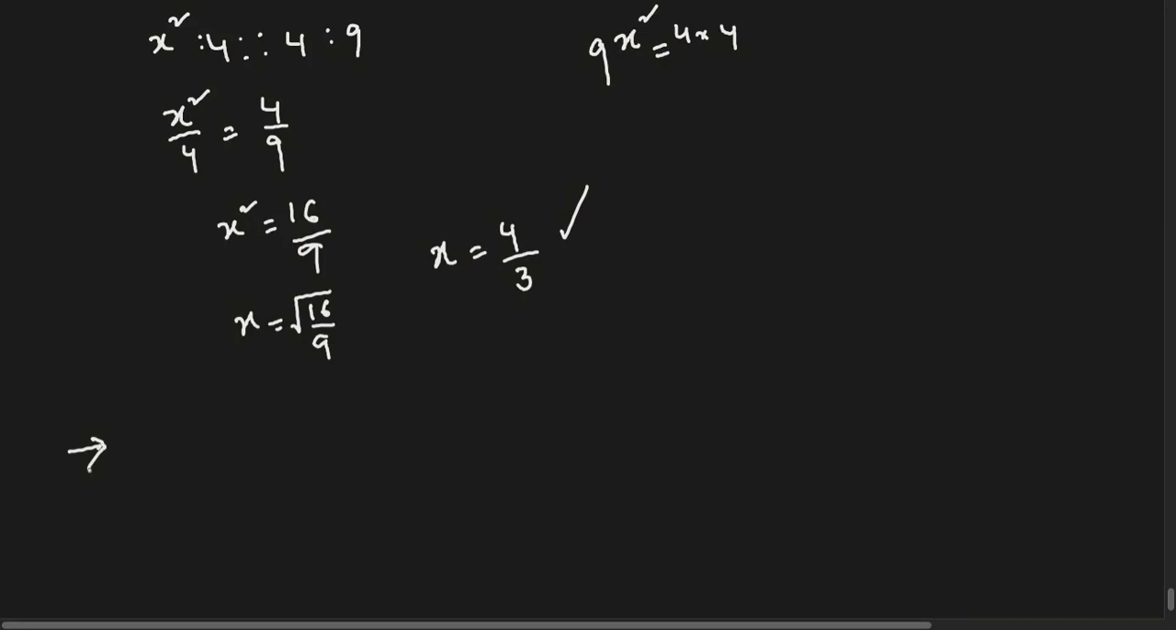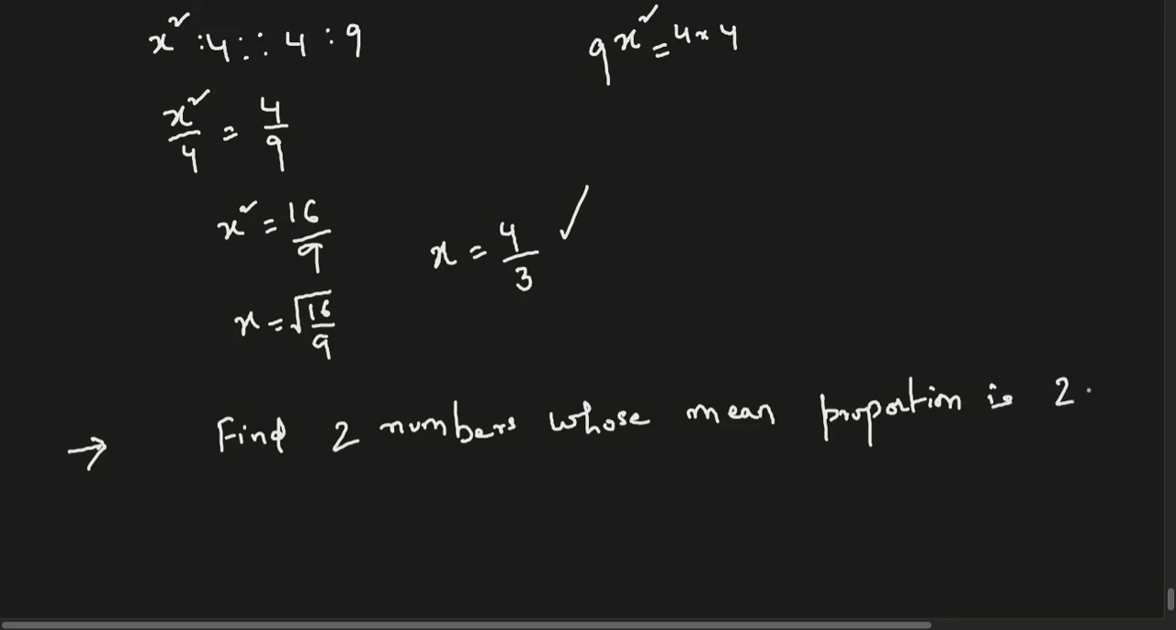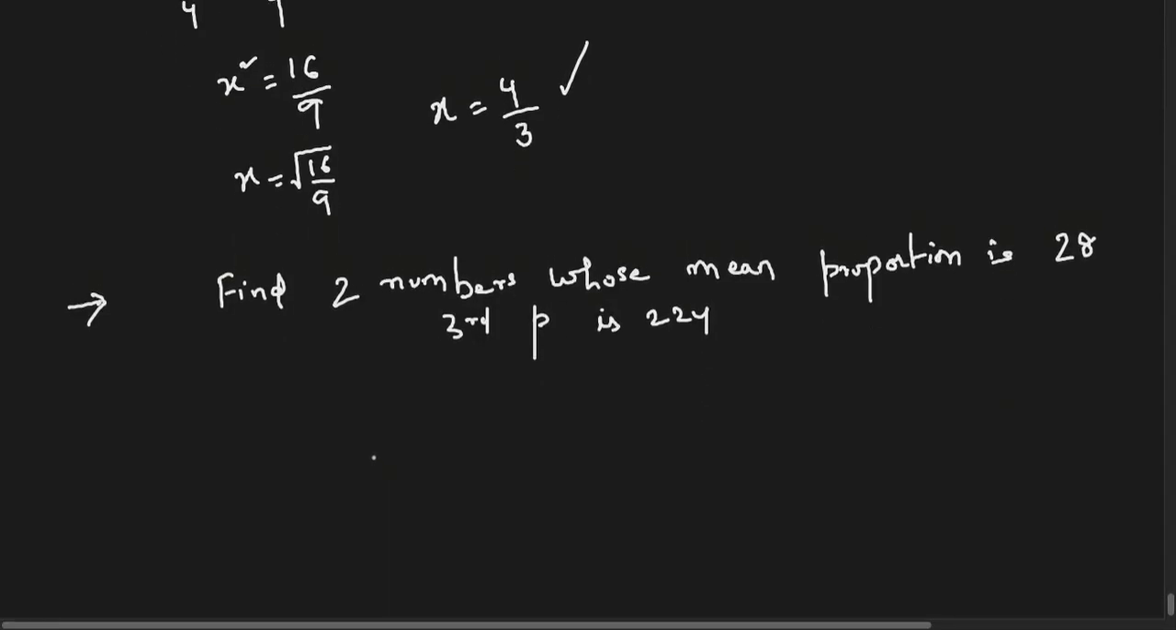What is mean proportion. Okay, we will do one problem on mean proportion. This is also very simple. Find two numbers whose mean proportion is 28 and the third proportional is 224. We need to find these two numbers whose mean proportion is how much?